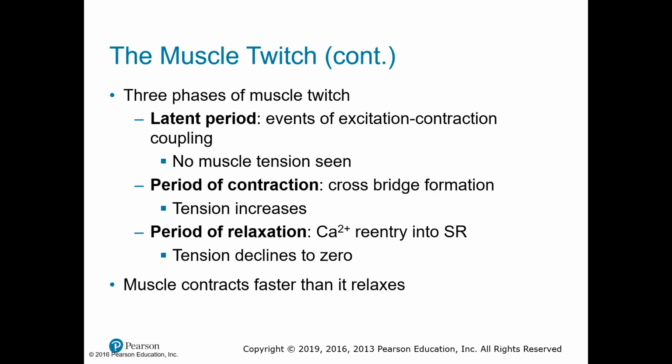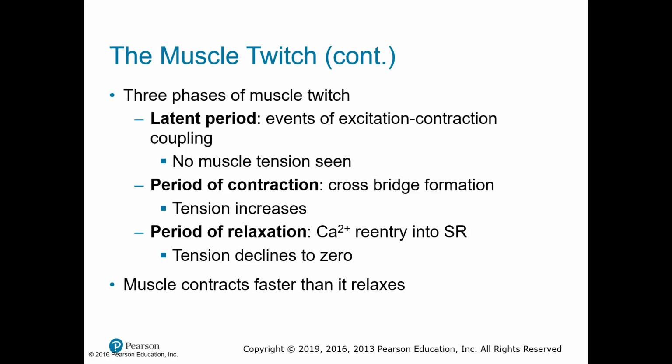We get to excitation-contraction coupling at that point. At the period of contraction, we have formed the cross bridges and we've pivoted towards the middle of the sarcomere. So we've got muscle tension. After that, we have relaxation. The calcium goes back into the sarcoplasmic reticulum and the muscle cell relaxes. So we have three phases of a muscle twitch.